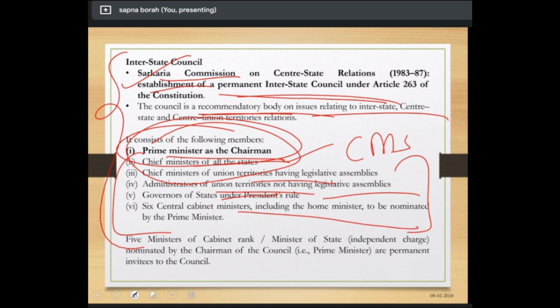So in all of these, if any state, or if President's rule is in place, we'll cover this in the emergency chapter, then the governor is there instead of the CM, and the reason I'll tell you will be given in the emergency chapter.